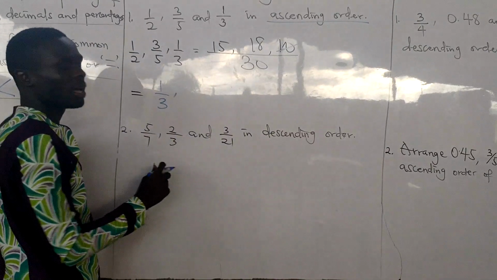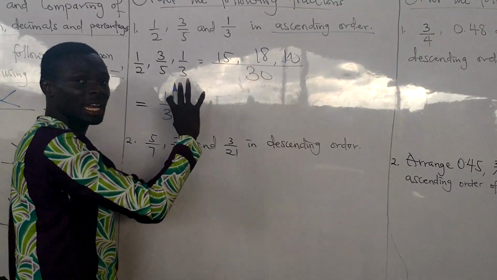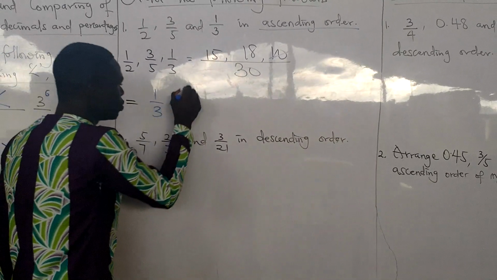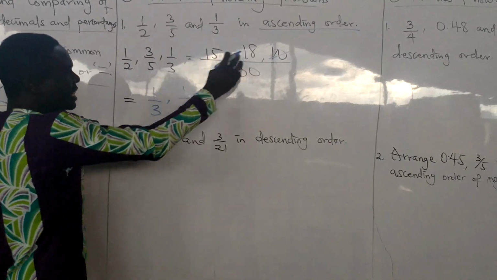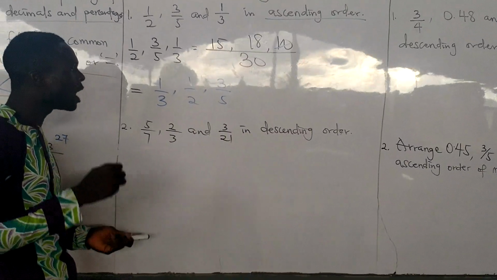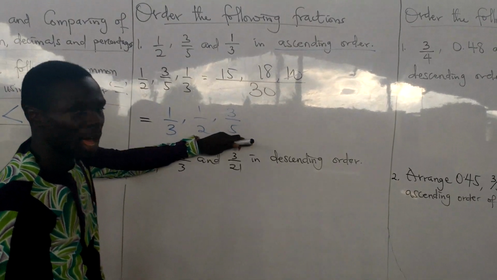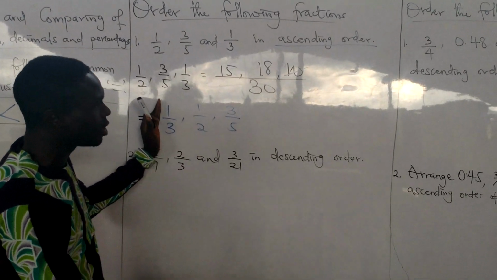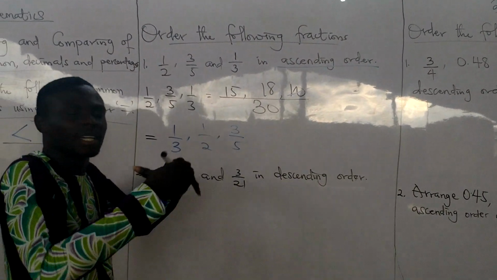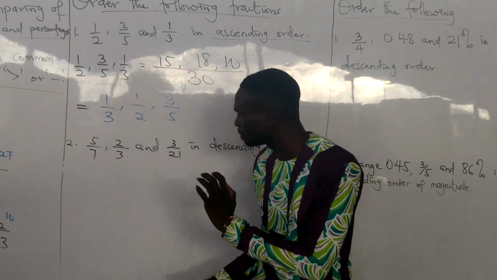Now the 10 is out. I'm left with 15 and 18. The smaller number there is 15, and this 15 represents 1 over 2. So 1 over 2 will be the next number. Then the highest is 18, which is 3 over 5. And I've been able to arrange these fractions in ascending order as 1 over 3 being the least of all, followed by 1 over 2, then finally 3 over 5 as the greatest. So when we say ascending, it means the least should come first.